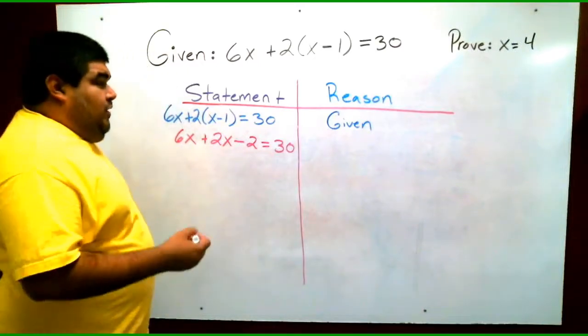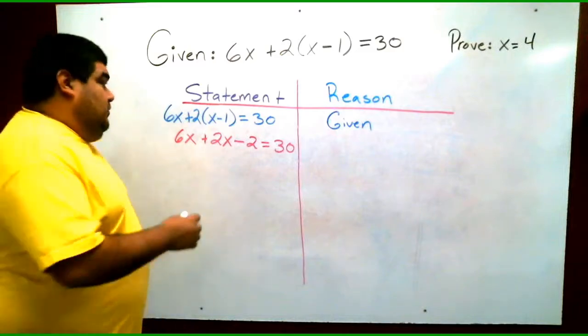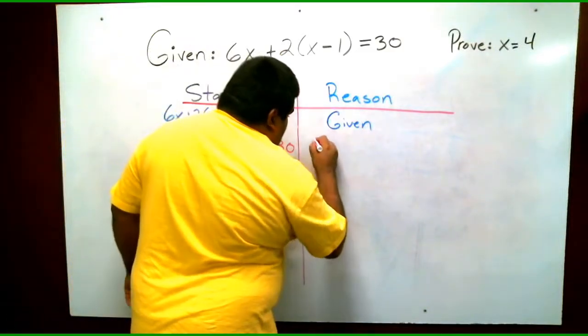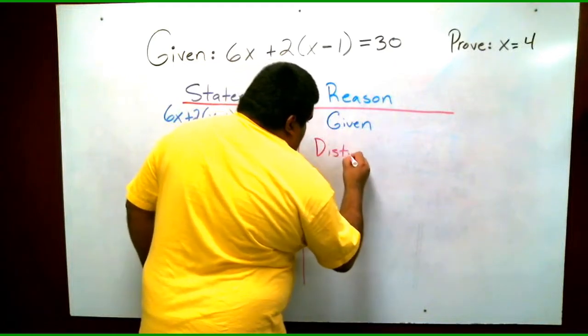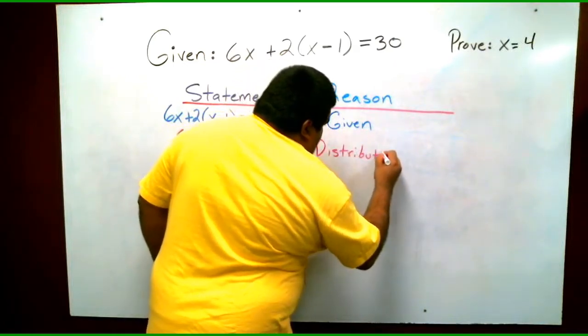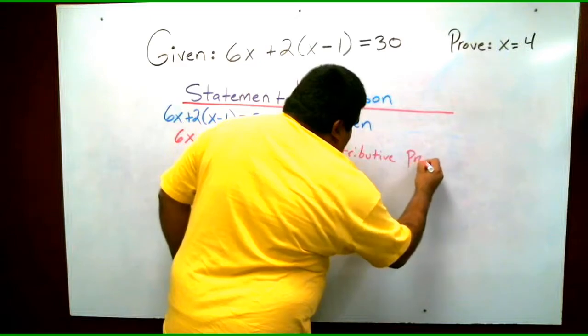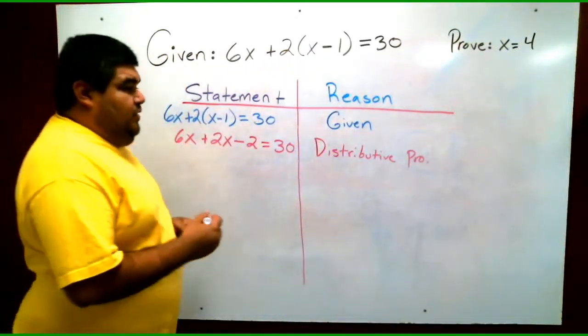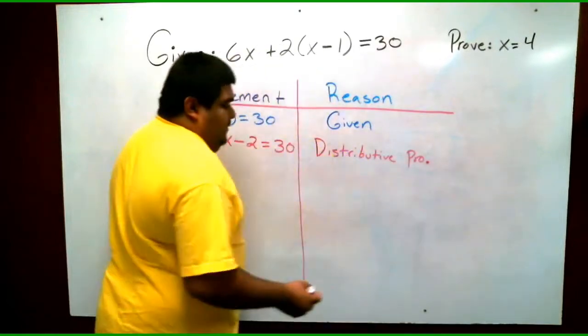Again, what did we do? What operation? We did distribution, right? Because we did the 2 times x, 2 times negative 1. So we did distributive property. Okay? Distributive property. Put a little period here because it goes on.